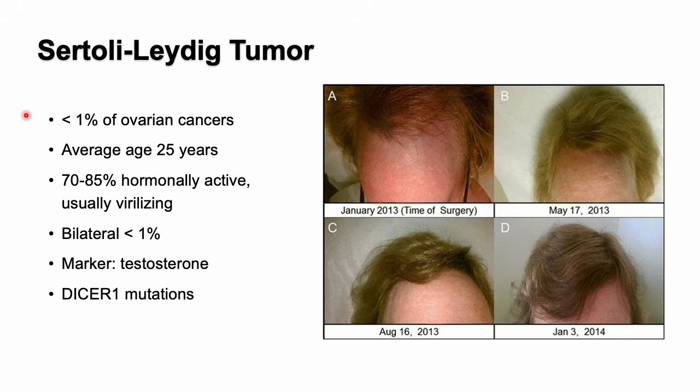And then lastly, we have Sertoli-Leydig tumors. These are also pretty rare. They can be hormonally active, like we discussed. Testosterone is usually a marker, and like granulosa cell tumors with FOXL2, we want to be sure that these patients are tested for DICER1 mutations. This is just an example of someone who had a Sertoli-Leydig tumor and was exhibiting male pattern baldness as a female, so just an interesting virilizing picture.